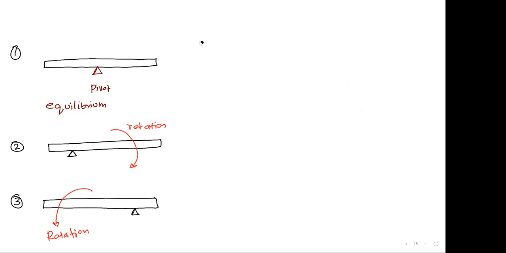So see, in the first case, the diagram would look something like this. If I draw the force diagram of the rod, I hope you understand the force diagram. Drawing all the forces acting on the rod. So the first force is gravity, correct? Which is weight.